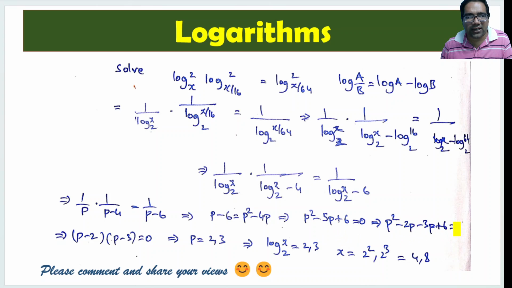Now we can factorize: p times p minus 2, minus 3 times p minus 2. That becomes p minus 2 into p minus 3. What that means is p equals either 2 or 3. What is our p? P is log x to the base 2. So log x to the base 2 can be 2 or 3. What does that mean? x can be 2 square or 2 cube. So what is x? It can be 4 or it can be 8.